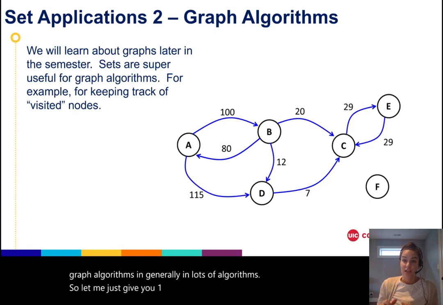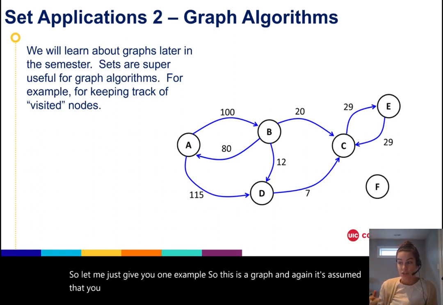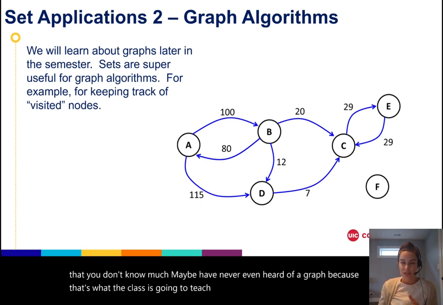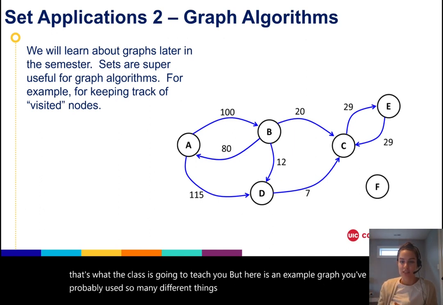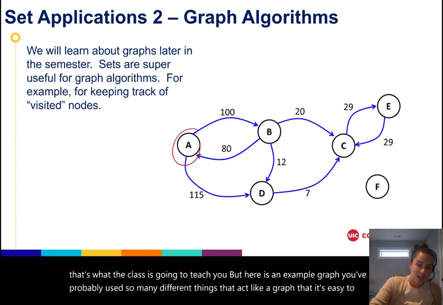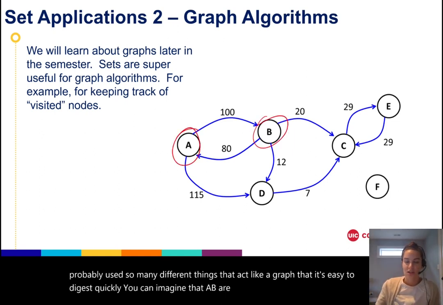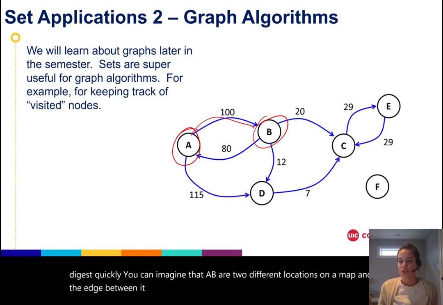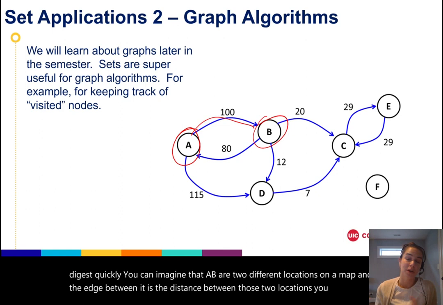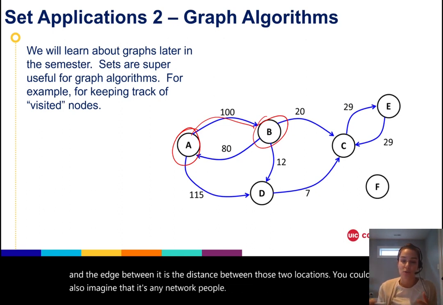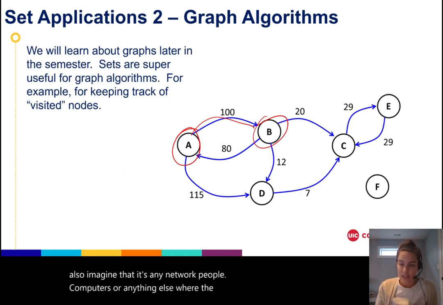So this is a graph, and again, it's assumed that you don't know much, maybe have never even heard of a graph, because that's what the class is going to teach you. But here is an example graph. You've probably used so many different things that act like a graph that it's easy to digest quickly. You could imagine that A and B are two different locations on a map, and the edge between them is the distance between those two locations. You could also imagine that it's any network, people, computers, or anything else where the nodes are the A, B, C, D, E, F, and the connections are how they're connected.